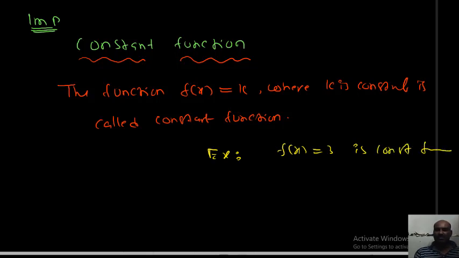Observe here. So what are the solutions of this? What ordered pairs satisfy this? If x is 1, y is 3. x is 0, y is 3. x is 3, y is 3. x is root 2, y is 3. x is pi, y is 3. Always y is the same, no?